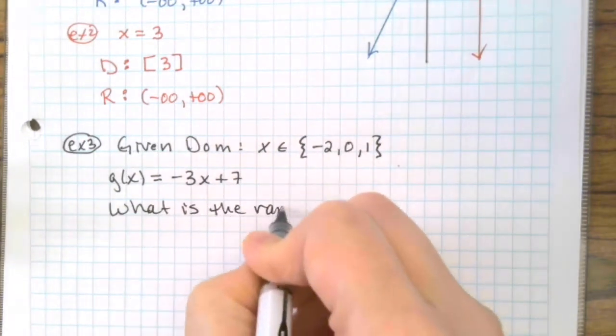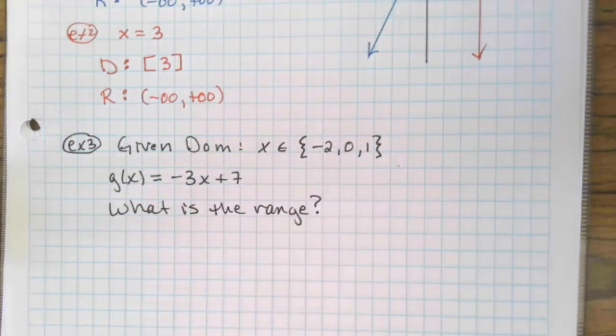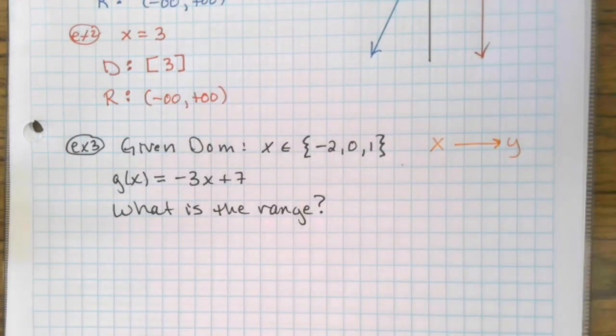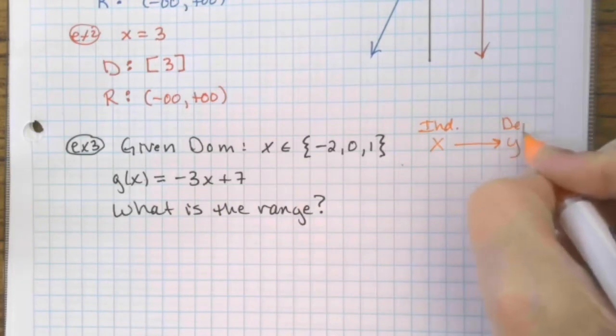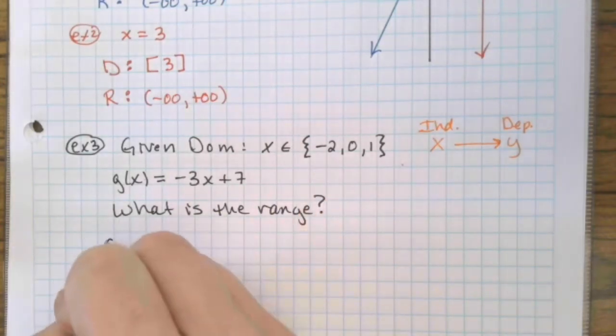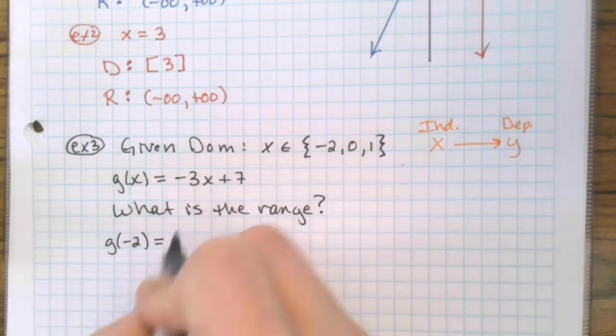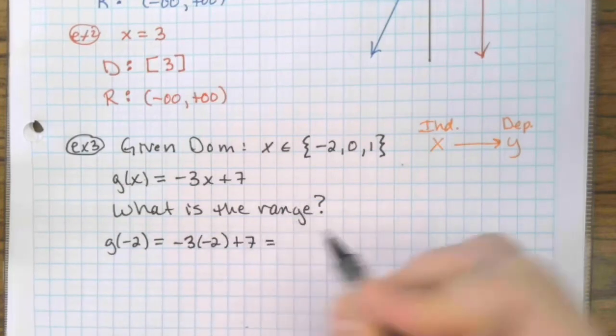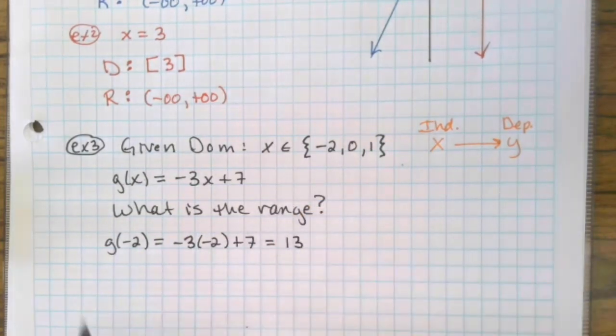All right, so conceptually, something you need to keep in mind is that x always generates y. That's why we call x the independent variable and y the dependent variable, because y depends on x. So to figure out what the range is, we need to figure out what y value goes with these 3 individual x values. So let's find g of -2. That's -3 times -2 plus 7, which is 6 plus 7 or 13.